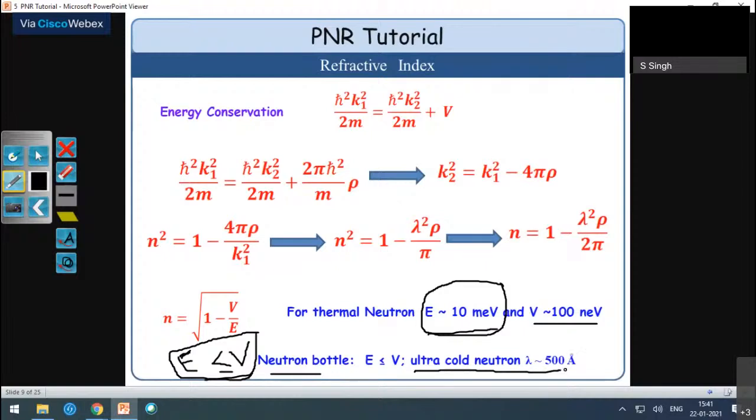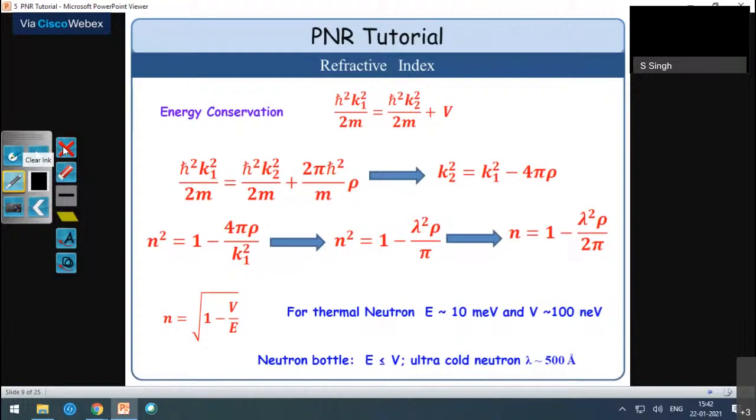You can calculate the energy of that 500 angstrom neutron; it is maybe a fraction of a milli electron volt. In principle, people are making ultra cold neutrons at the reactor or neutron source and studying these things, because this feature is mainly used for fundamental studies of the neutron, like what is the lifetime of the neutron, and what is the electric dipole moment of the neutron. So this property is being used there.